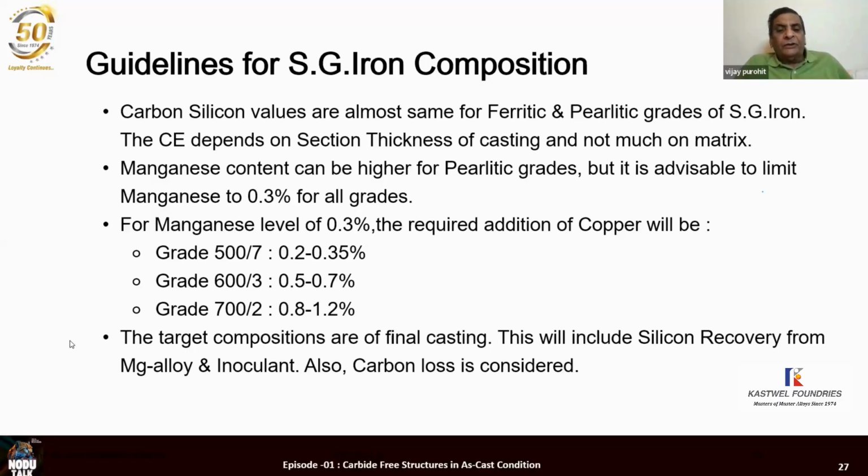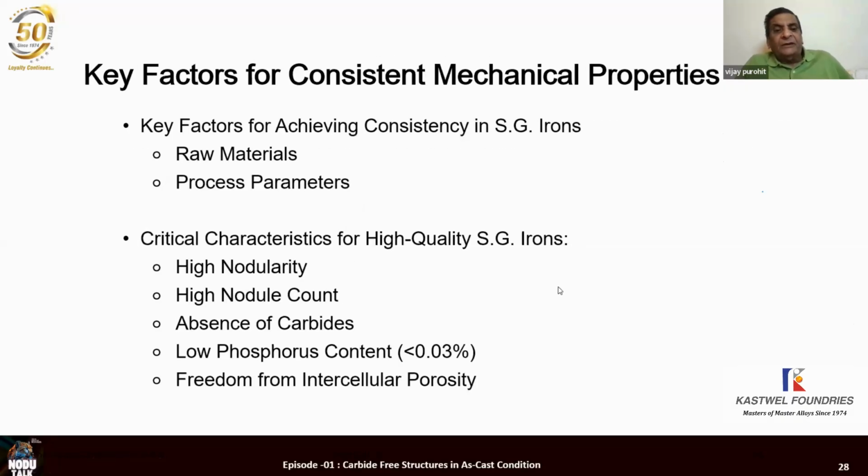For manganese levels of 0.3, the required addition of copper will be as given over here, depending upon the grade. The target compositions are of final castings. This will include silicon recovery from magnesium alloy and inoculant and also carbon loss. Last slide, please. Next slide. The key factors: raw materials, process parameters. We will be speaking about these topics in our subsequent talks.